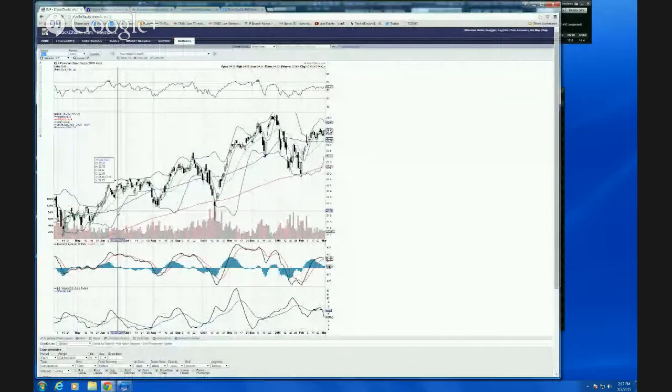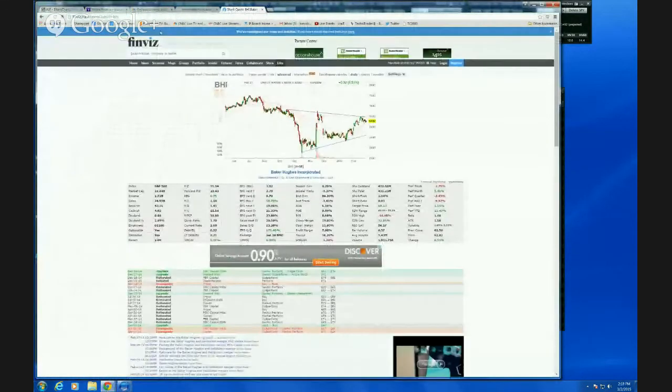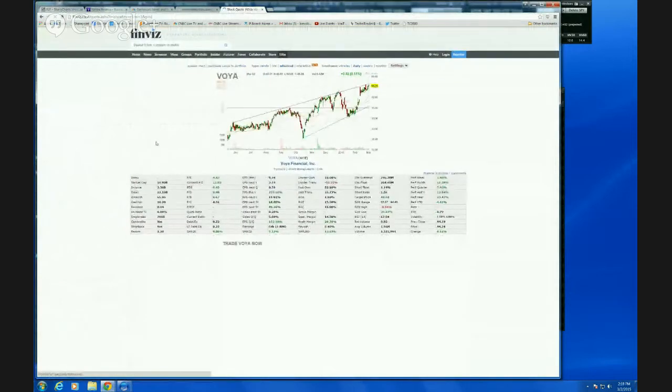So in terms of the research, if you look at VOYA, they had pretty good fundamentals.